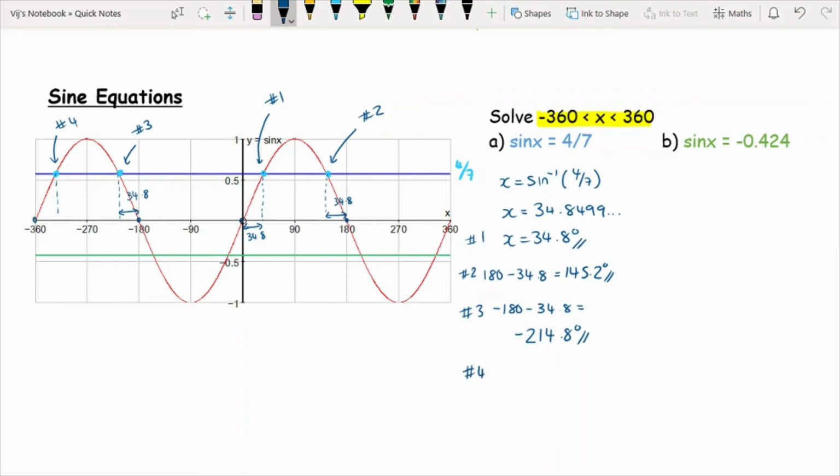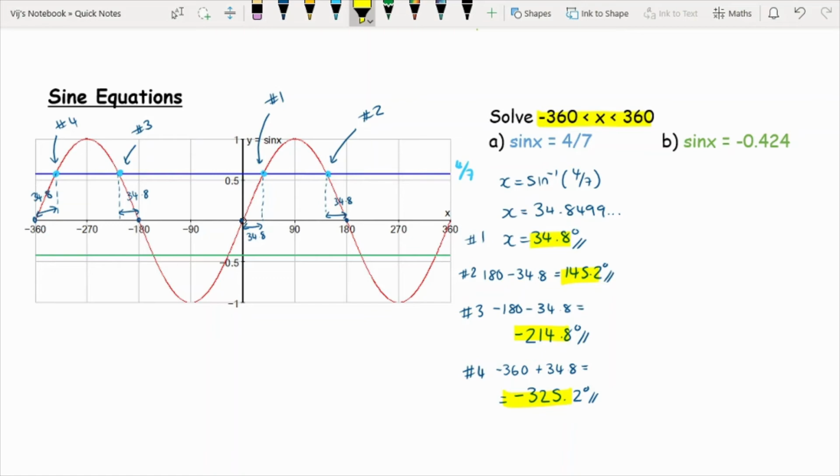and what it tells me is that this distance here is 34.8. So I'm going to do minus 360 plus 34.8, because I want the right hand side of that. So I do minus 360 plus 34.8, which gives me an answer of minus 325.2 degrees. So as you can see, I've now found my 4 intersection points of y equals sin x and y equals 4/7.